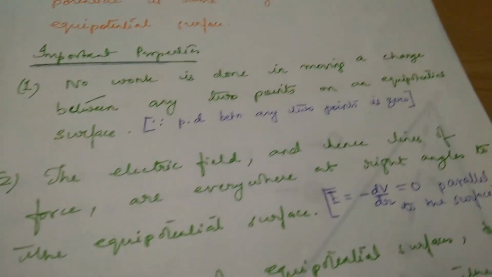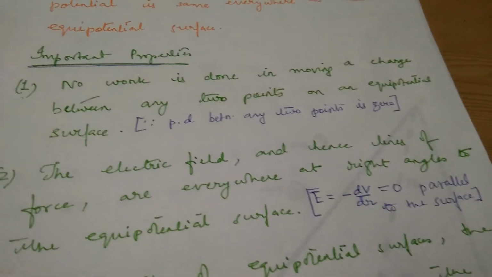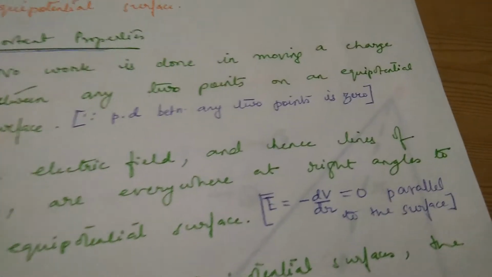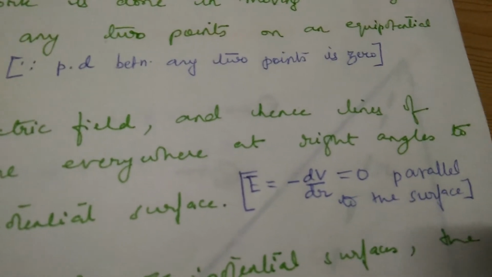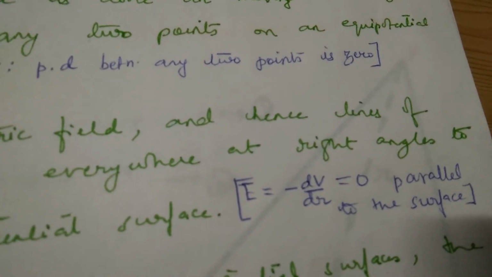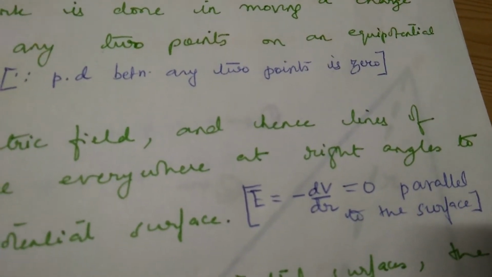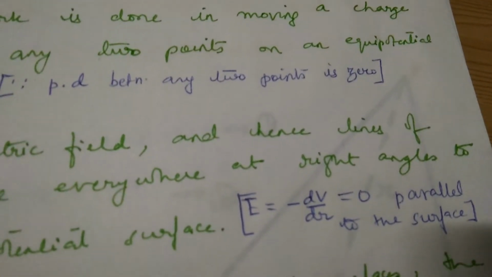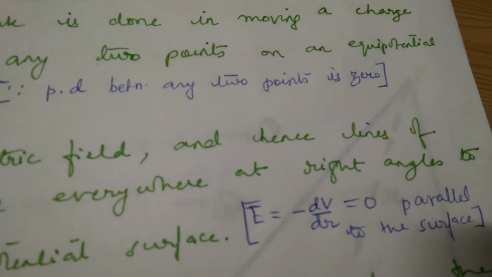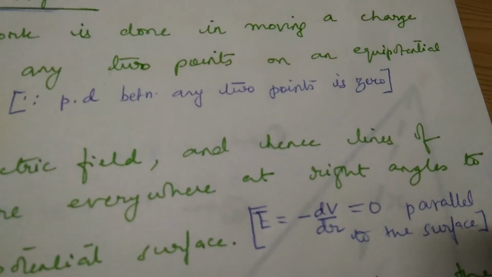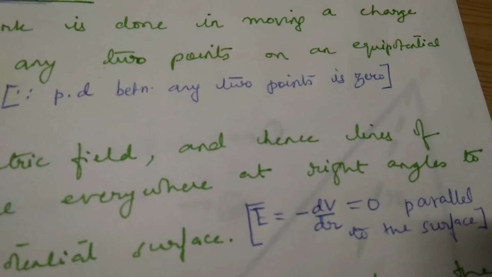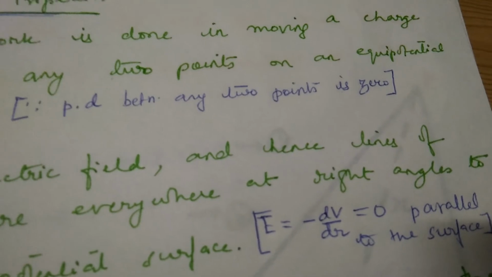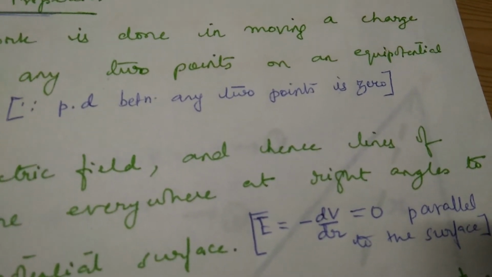Point number 2, second property. The electric field and hence lines of force are everywhere at right angles. Why? We have seen the relation between E and minus dV by dr in our previous video. What was this dV by dr? Potential gradient. Means what? Change of potential with respect to the distance r. But along the surface, my potential is not changing. So there is no potential gradient. dV by dr is 0.